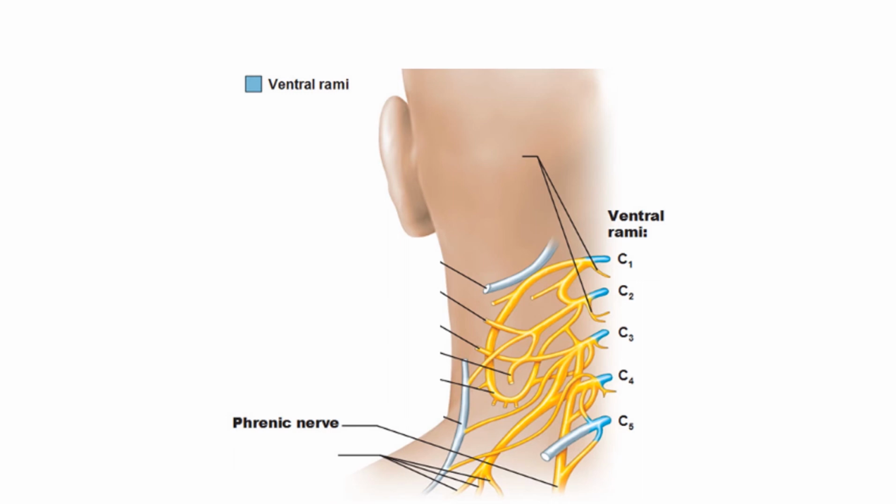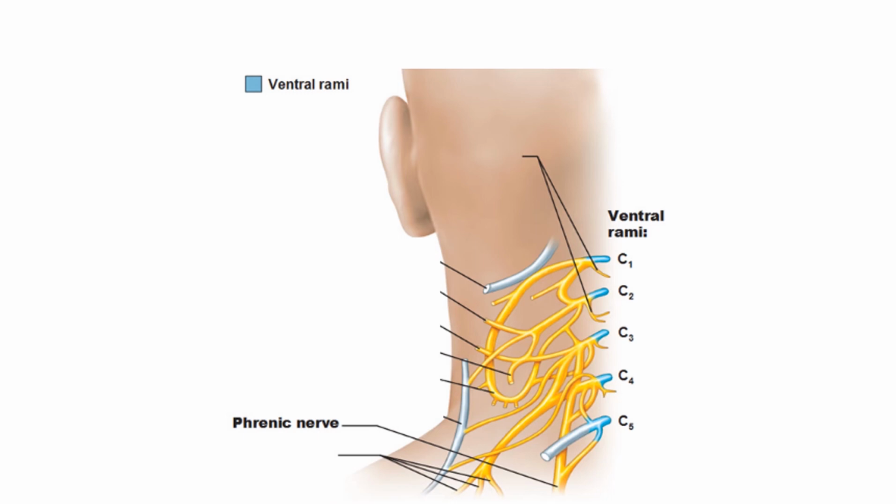The cervical plexus gives superficial branches to the skin and structures of the neck, and deep branches which are going to supply the muscles of the neck, plus a very special nerve which is called the phrenic nerve, the nerve supply of the diaphragm, sensory and motor.